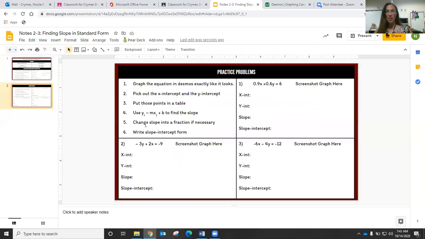And so I've put the steps here for you again, and then I just want you guys to try these 3 problems. Again, make sure you're putting a screenshot of your graph here. If you have a Chromebook, again, that's Control, Shift, and then the button above the 6. And it looks like a little square with little lines after it.